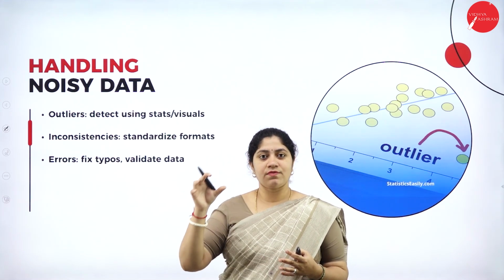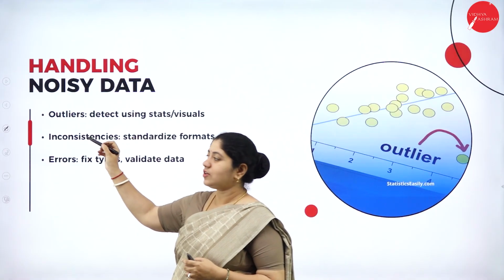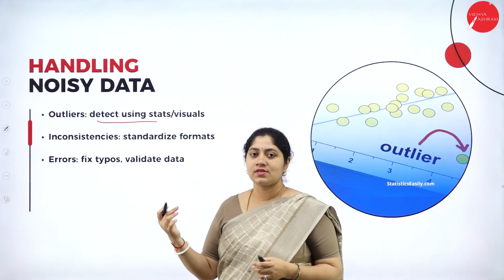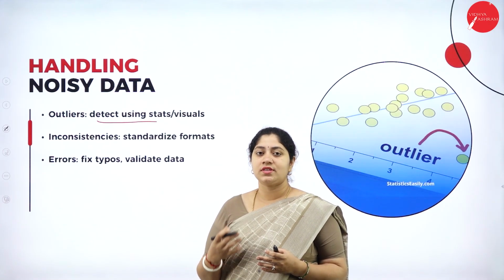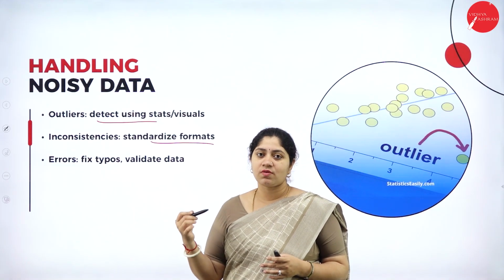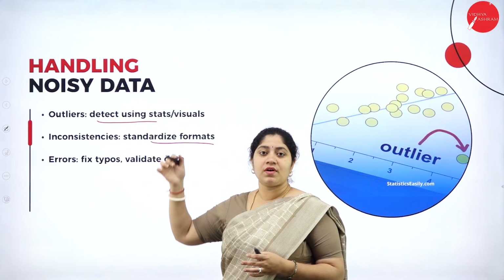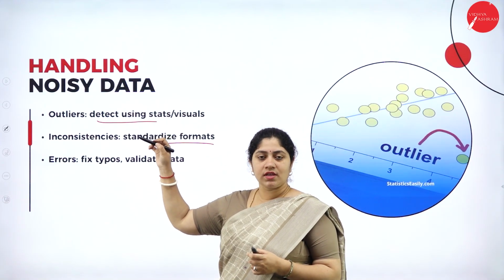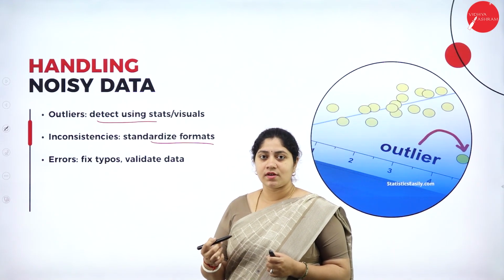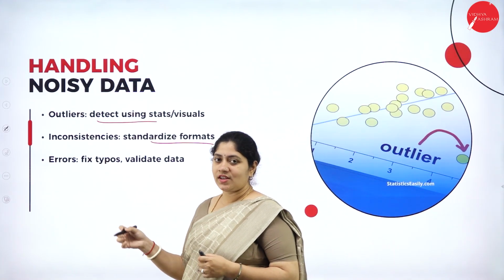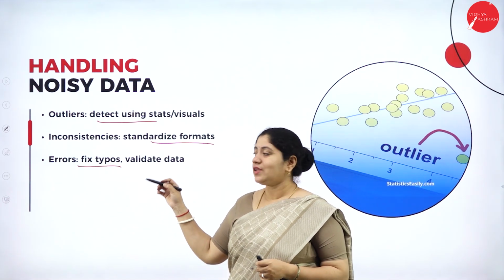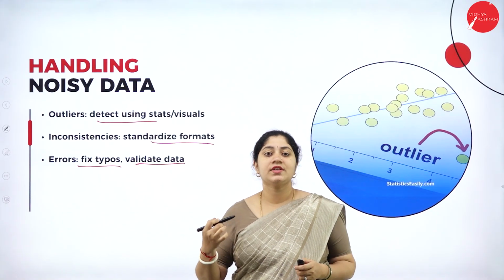So how is it verified? Yes, the first one, outliers, are detected using various stats or visuals. The inconsistencies are detected by using various standardized formats. Yes, there will be a set of formats which will be applied whenever it is noticed that noisy data has arisen. Next, if we have any errors, how are they detected? That's by fixing typos. Then by validating data, we can fix various other errors.